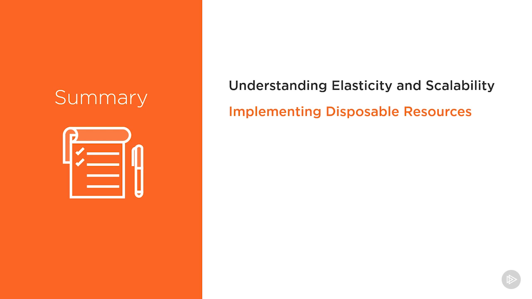Next, we talked about implementing disposable resources or immutable infrastructure. And you can kind of think of the analogy of treating servers like cattle and not like pets to remember why this is helpful. So instead of babysitting servers that have a long lifetime, it's a lot easier to completely automate everything and let servers come and go as needed.